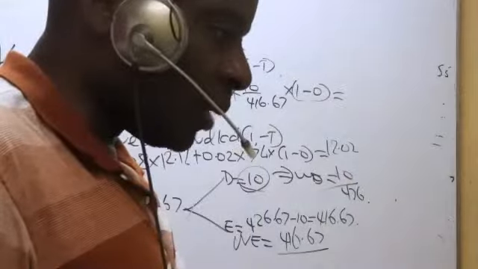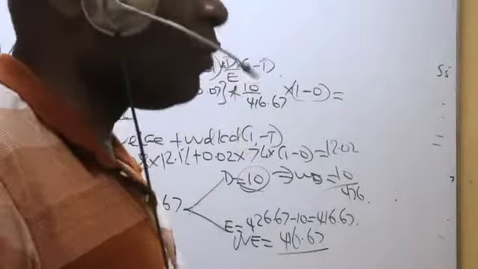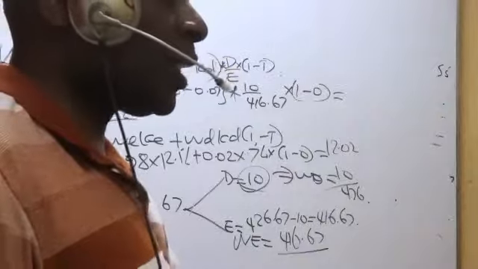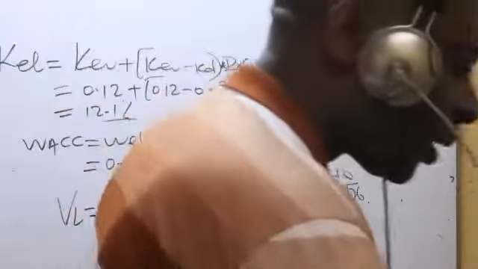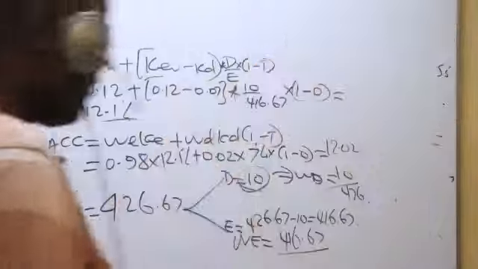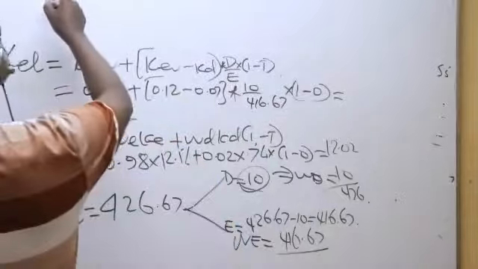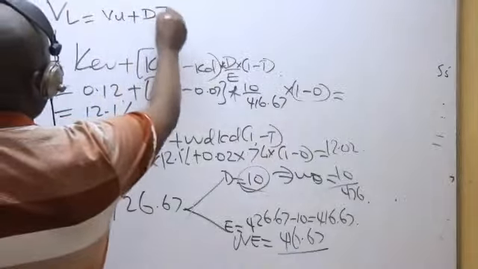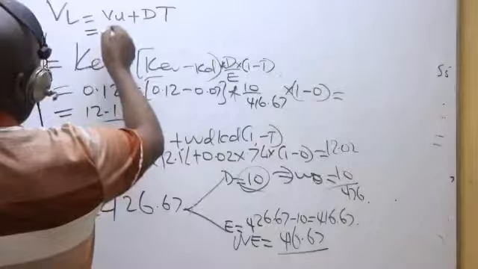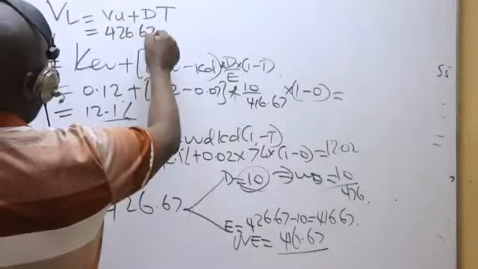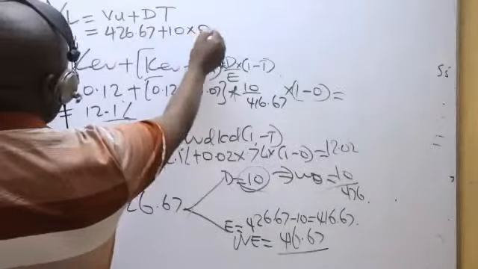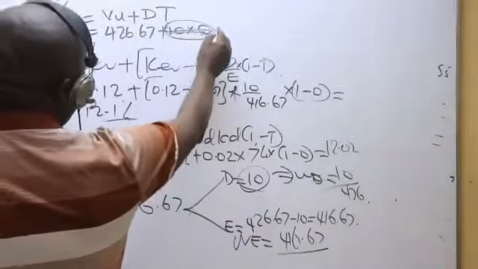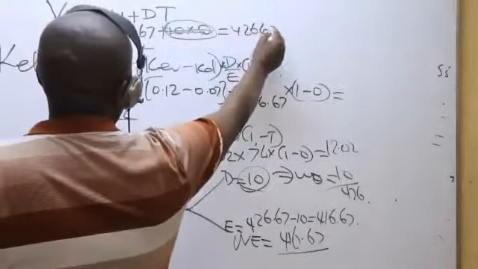Number 2, Roman, looks like VU plus VD. No, but we have never seen that kind of a formula anywhere. We know, ladies and gentlemen, to get the value of a levered firm, we take VU plus debt times tax. Value of unlevered here was 426.67. Debt is 10 and tax is 0, which kills this. You see 0 multiplied by a number, this number is dead. So that leaves us with 426.67.